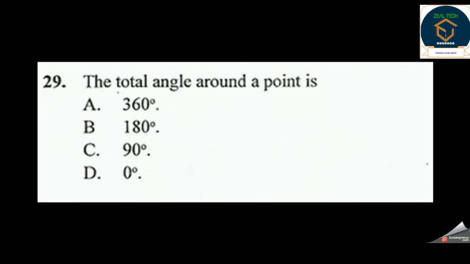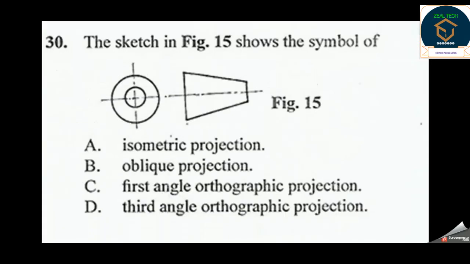29. The total angle around a point is what? It is 360 degrees, and the answer is A. Number 30. The sketch in figure 15 shows the symbol of what? First angle projection. The answer is C.